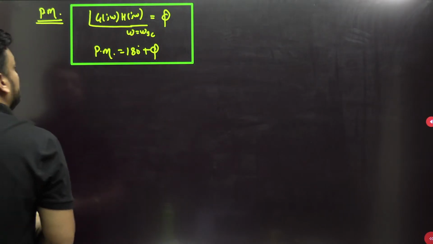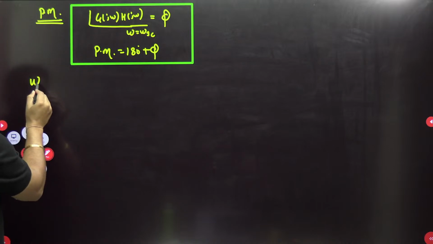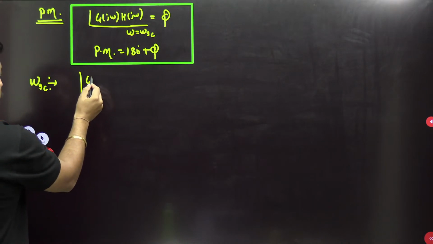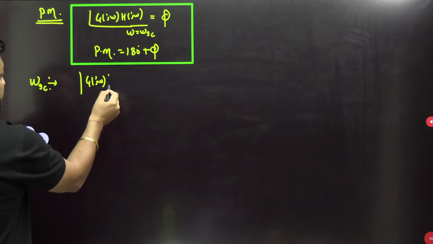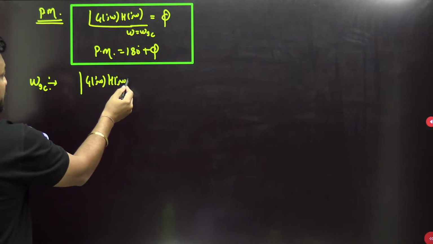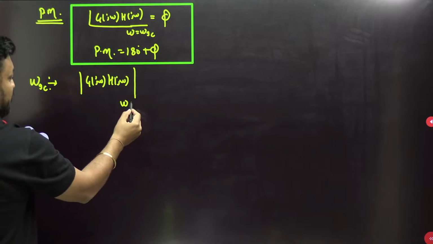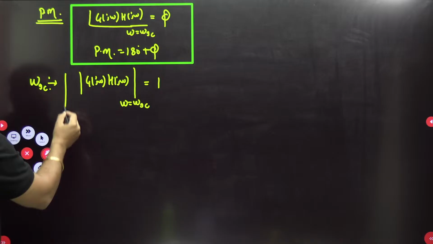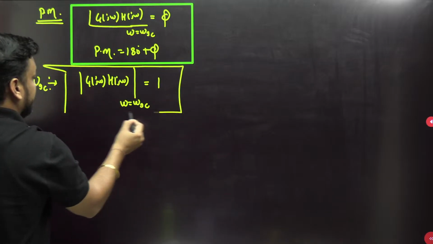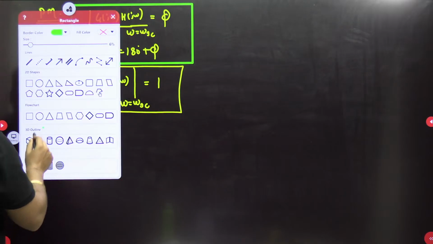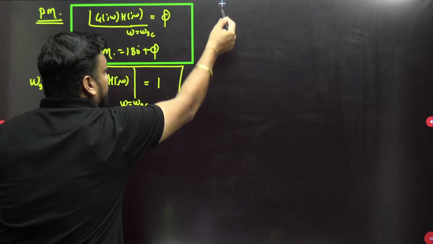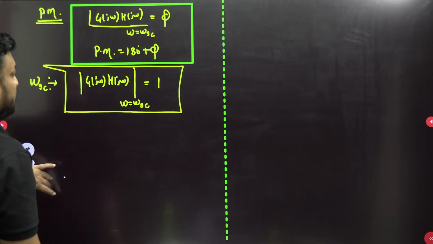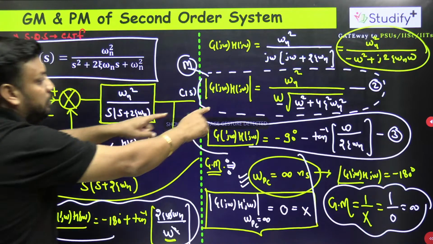And what is the definition of omega GC? As far as omega GC calculation is concerned, we need to equate the magnitude to 1. So at omega GC, the magnitude of G(j omega)H(j omega) at omega equal to omega GC should be equal to 1. And the magnitude is present in equation number 2 only. Where is equation number 2? Here. In this equation number 2, we have the magnitude.